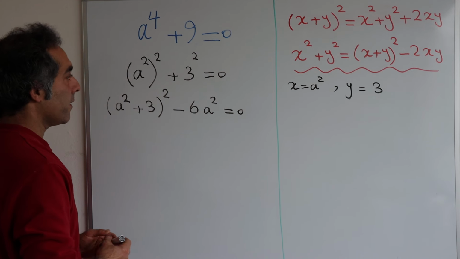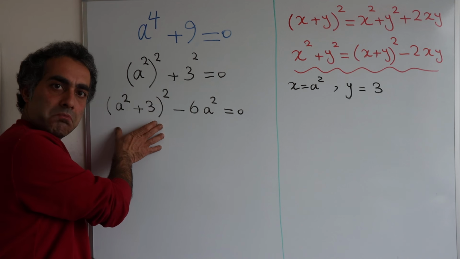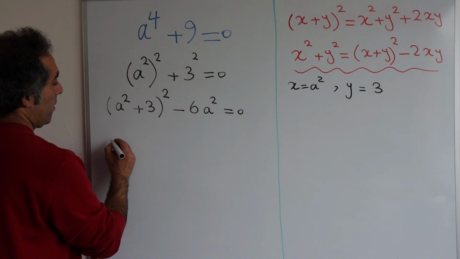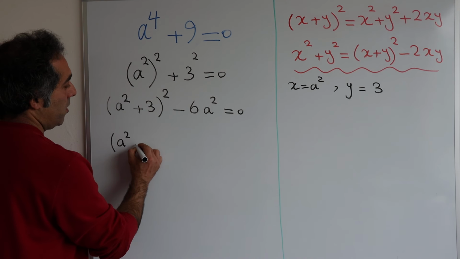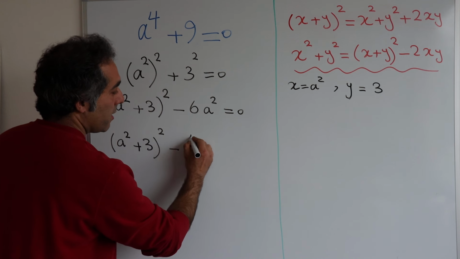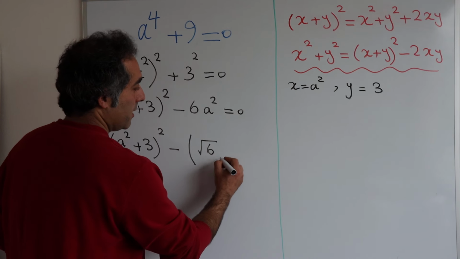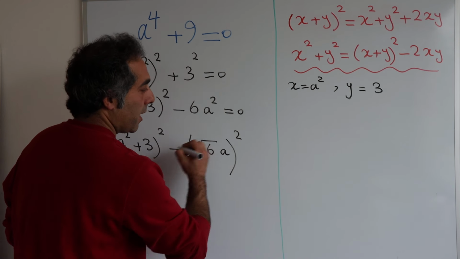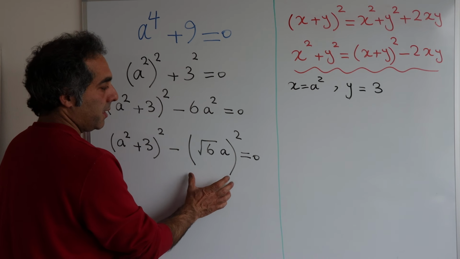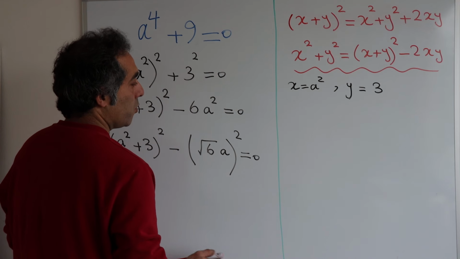Now it's very easy. This is a squared term. You can write it as (r squared + 3) squared minus, you can write it like (square root of 6 r) to the power of 2, because this term is exactly 6r squared.